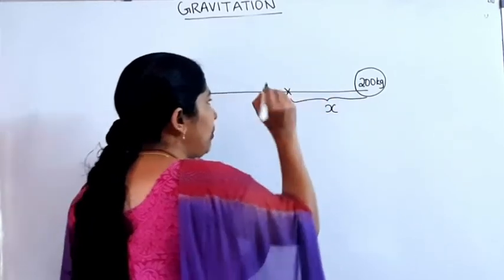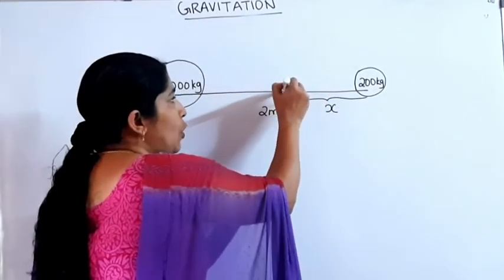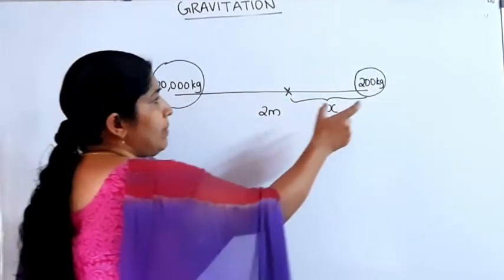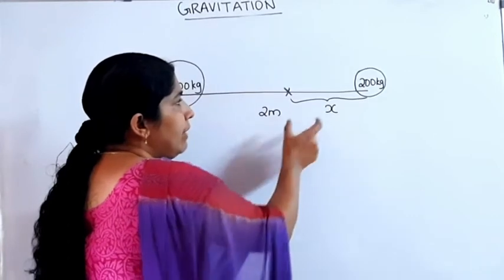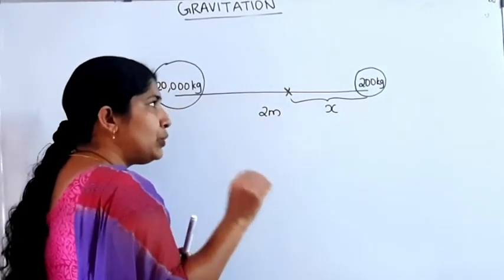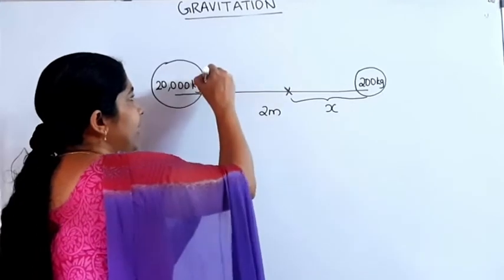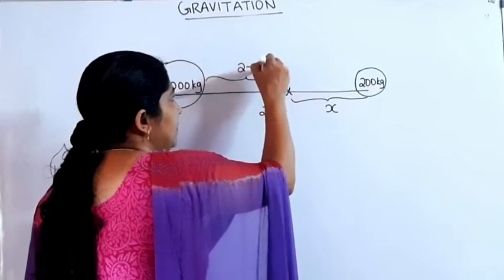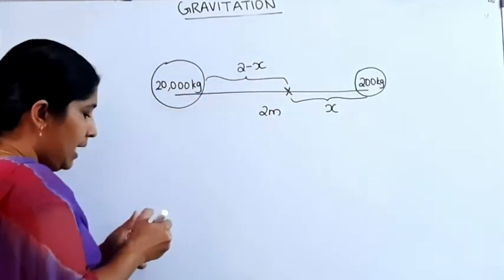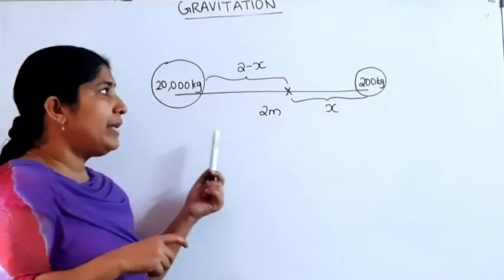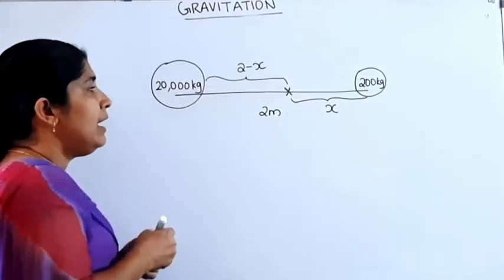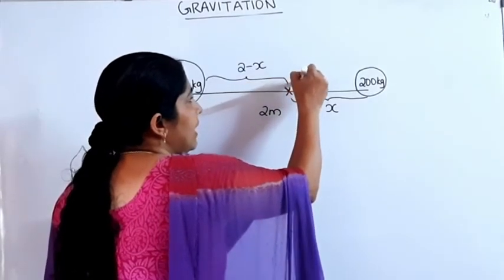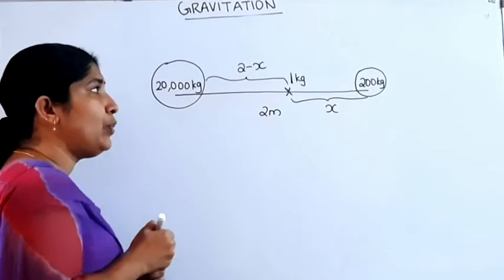We don't know where that point is, so we take x as the distance from the small body where the intensity of gravitational field is equal to 0. Then the remaining distance is equal to 2 minus x. To find the intensity of gravitational field at any point, we place a unit mass at that point. Here we can place a 1 kg body.